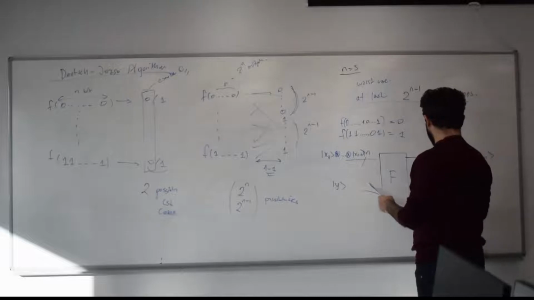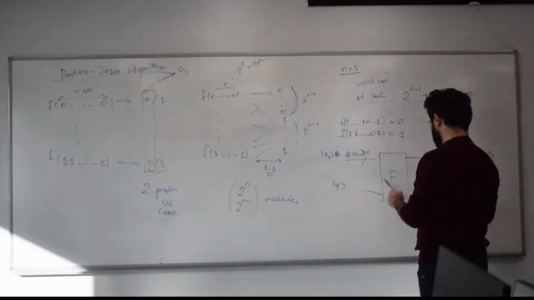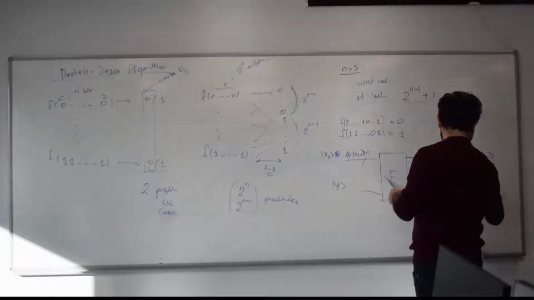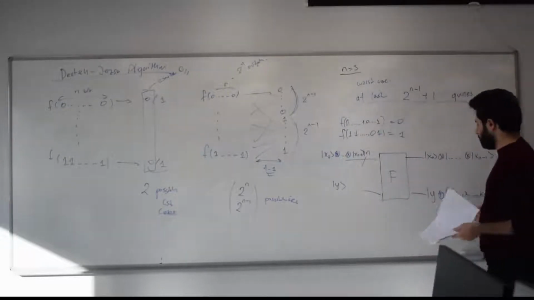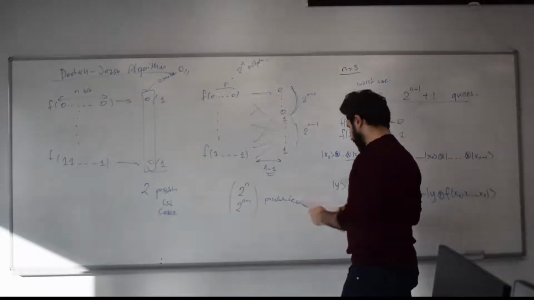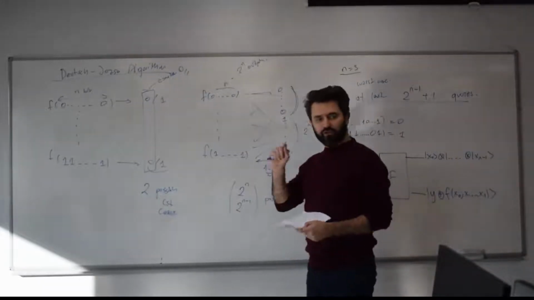Okay, and the output here is y XOR f of x0, x1, ..., xn. Okay, that's the function we have. It's pretty simple, and the Deutsch-Jozsa algorithm is an extension of the Deutsch algorithm.